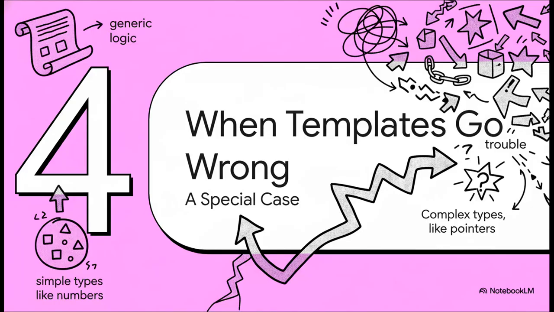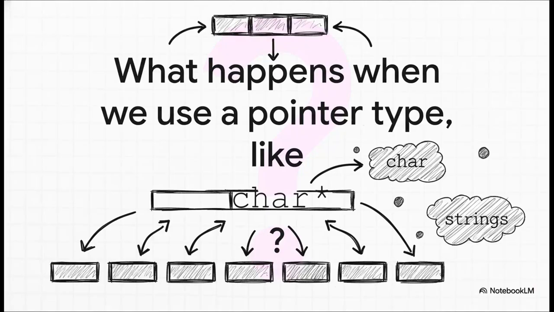But nothing's perfect. This powerful blueprint isn't a silver bullet. Our generic logic works flawlessly for simple types, like numbers. But it can get into some serious trouble with more complex types, specifically pointers. So let me ask you, what do you think happens if we try to make a vector of char pointer? This is different, right? We're not storing the strings themselves anymore. We're storing memory addresses, pointers to the strings.